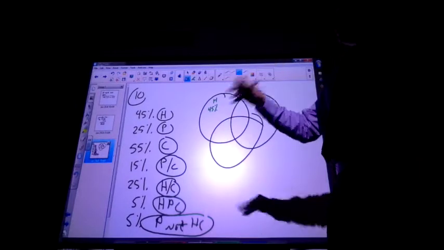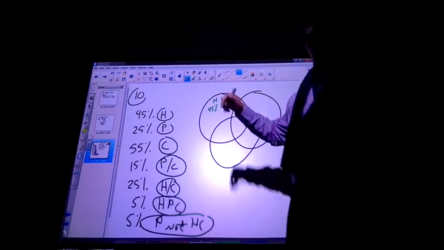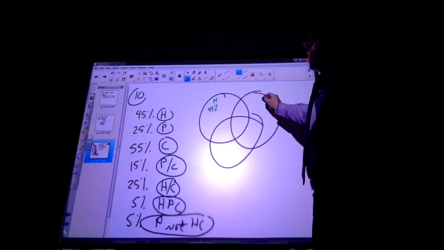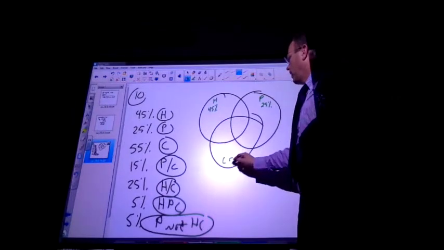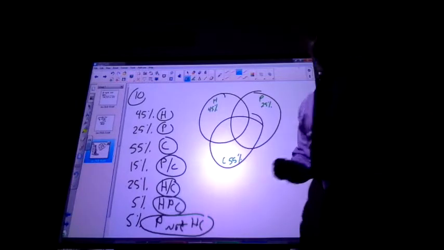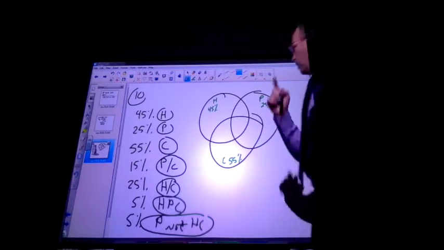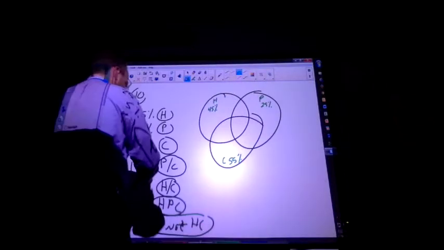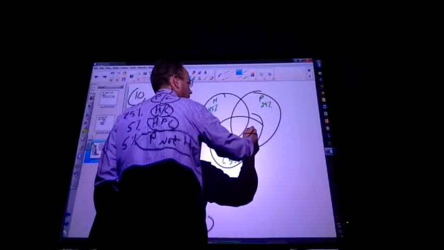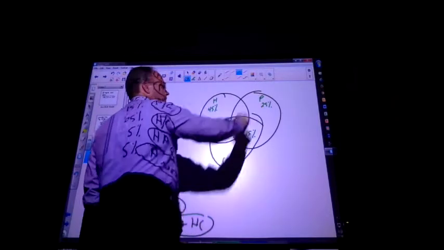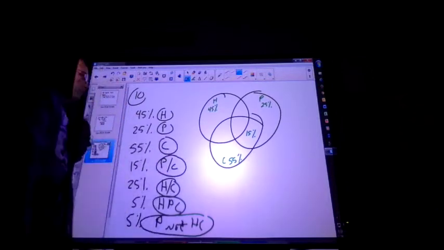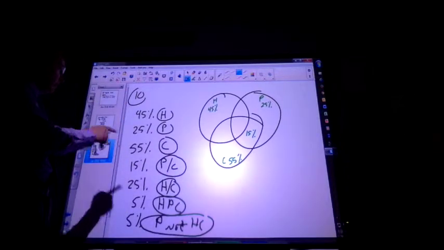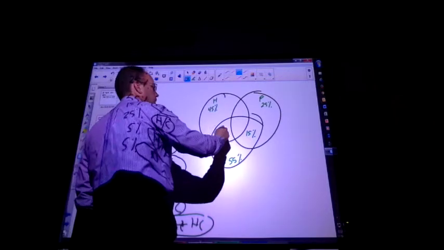But it's not truly 45% that sits in this outside region. We have to design it from there. Pizza, we have 25%. And then chicken was 55%. Is that okay so far? And then we know that pizza and chicken accounts for 15%. So what does this number drop down to right now? 10. Good. And then this one would drop down to 40 because 15% is there. And then hamburger and chicken is 25%.